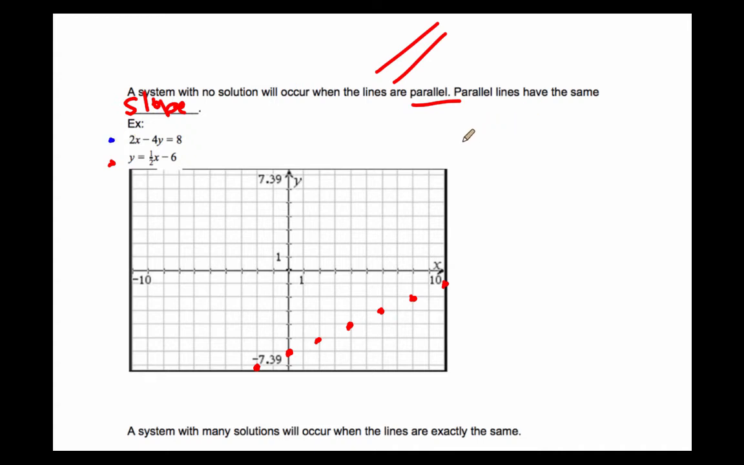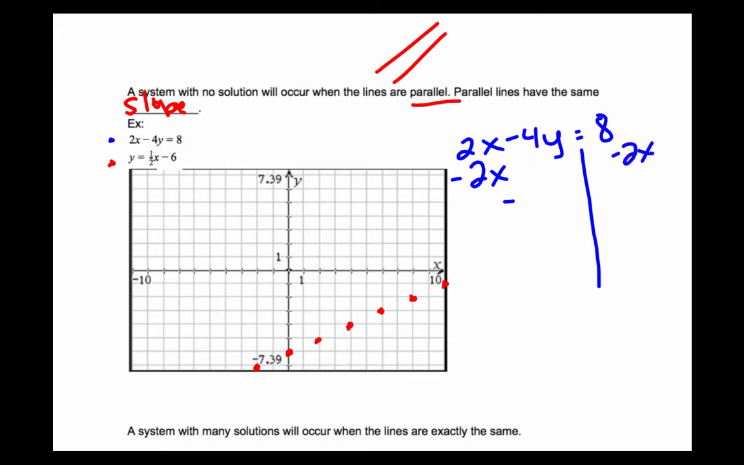Okay, now this guy needs to be rewritten. 2x minus 4y equals 8. I want you to pause the video and rewrite this one on your own. Get the y by itself. Pause the video and do it. Seriously, pause the video and do it. All right, so you should have gotten a minus 2x here. Remember, this is a -4, so we're going to bring down a -4y equals 8 minus 2x.